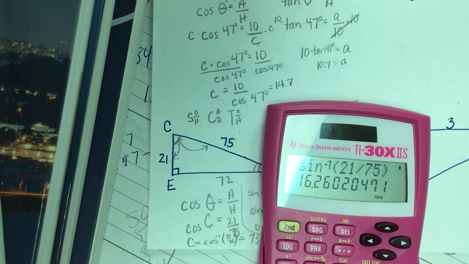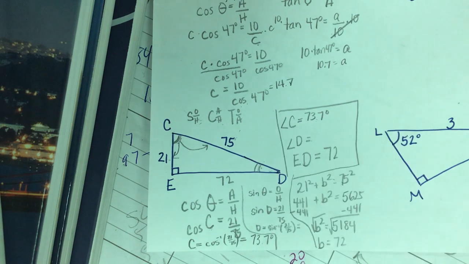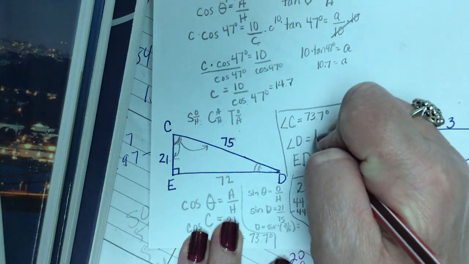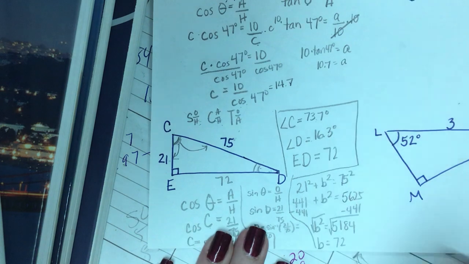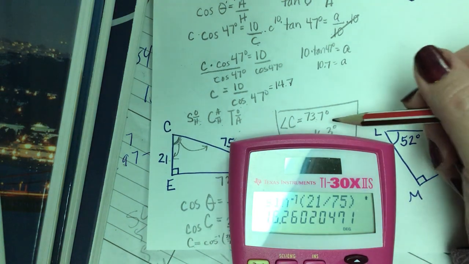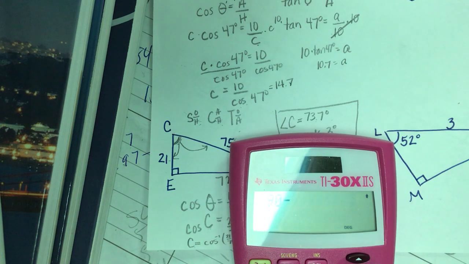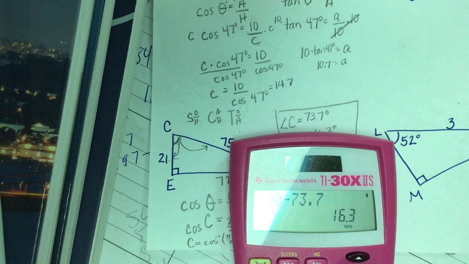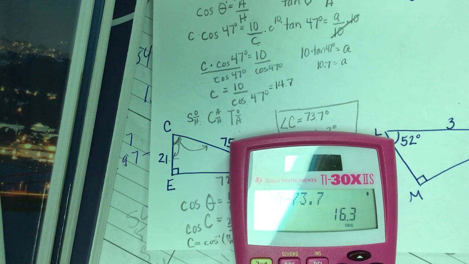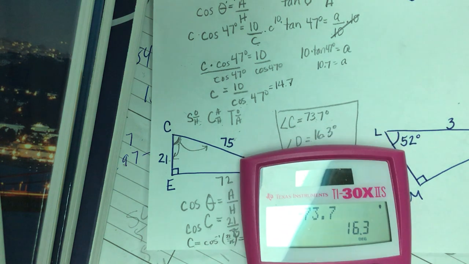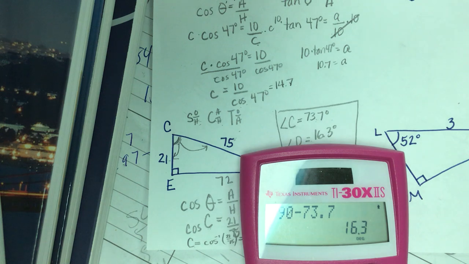21/75, and round to the nearest tenth, so that's 16.3. Which, if you did, watch this. We had 73.7 to start with. If you do 90 minus 73.7, you get 16.3.